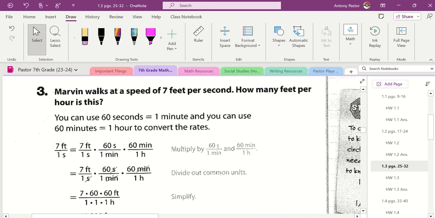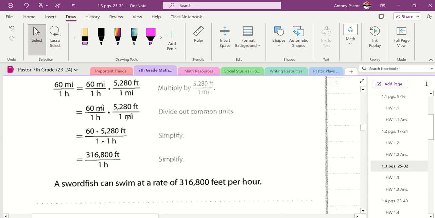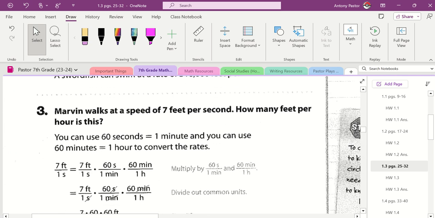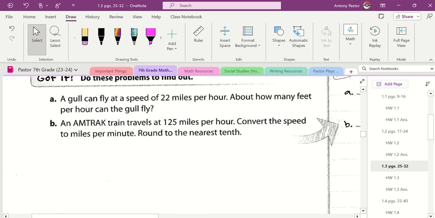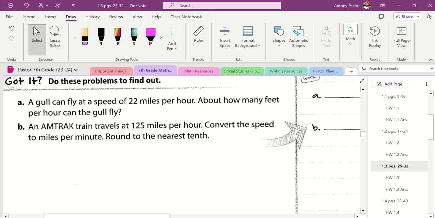So let's look at another one here. Marvin walks at a speed... Wait, no, that one's the one that we just did. We're going to ignore that one. Let's do this one. A gull can fly at a speed of 22 miles per hour. How many feet per hour can the gull fly?